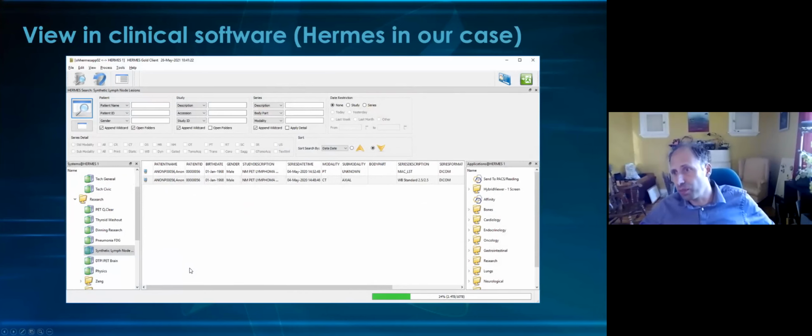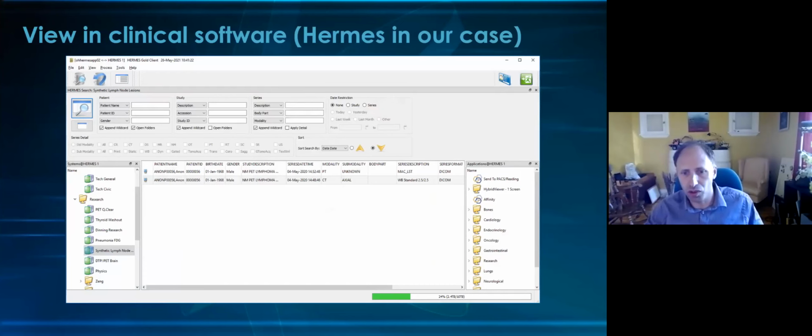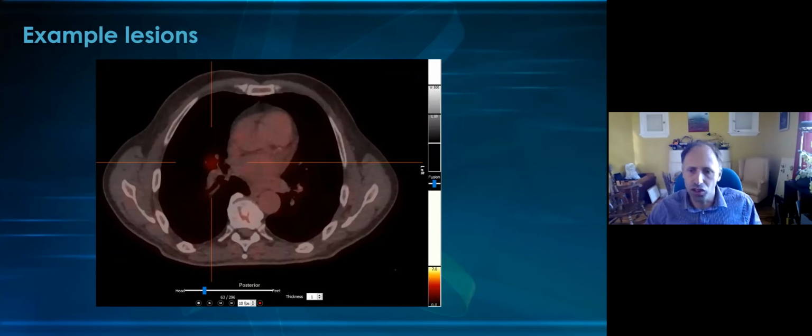This is just an example of a study, the way it appears on our Hermes system. You can see here that there's the reconstructed MAC, so attenuation corrected image with an underscore LST, which is how I designate Lesion Synthesis Toolbox, and an associated CT. And then you can just view that in your clinical viewer.